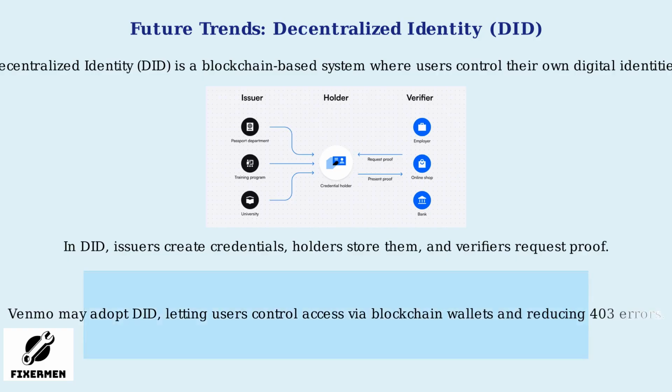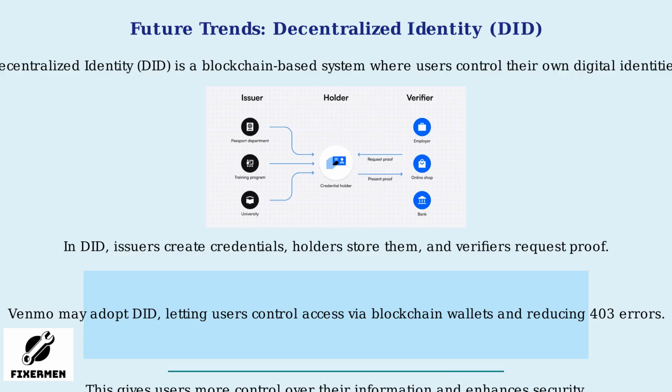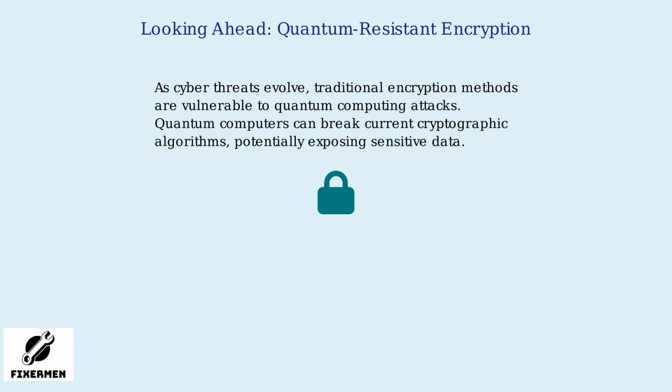For Venmo, DID could phase out Error 403 by giving users direct control over access permissions. This approach enhances user control and potentially eliminates many access-denied scenarios. As cyber threats evolve, so does Venmo's security.